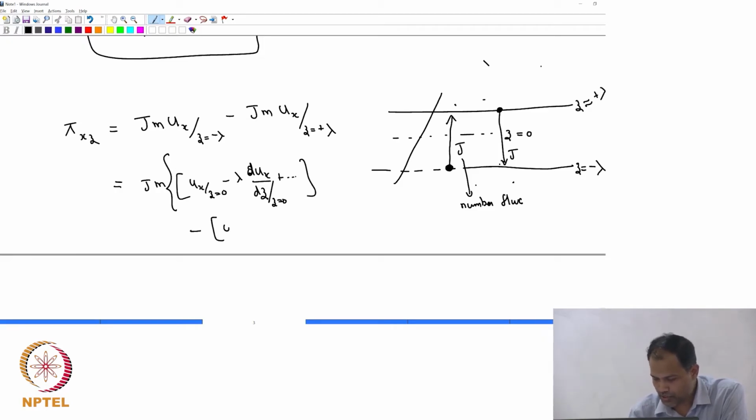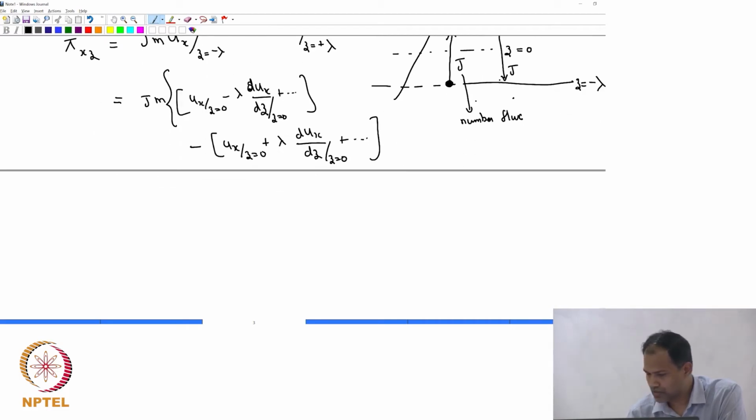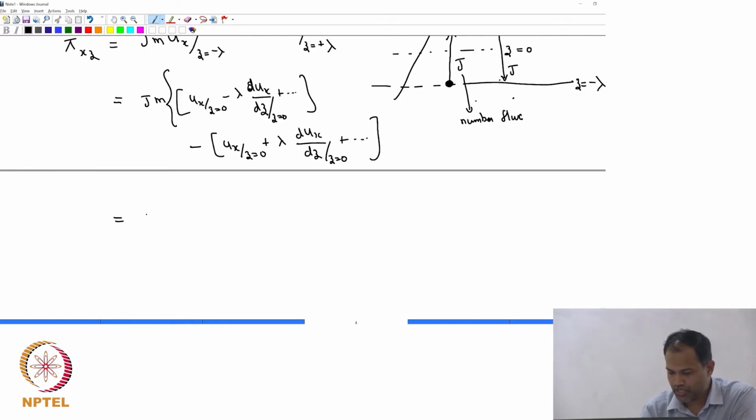Minus Ux at z equal to 0 plus lambda into dux by dz. I am just Taylor expanding, etc., which would give me minus J into M into lambda times dux by dz.